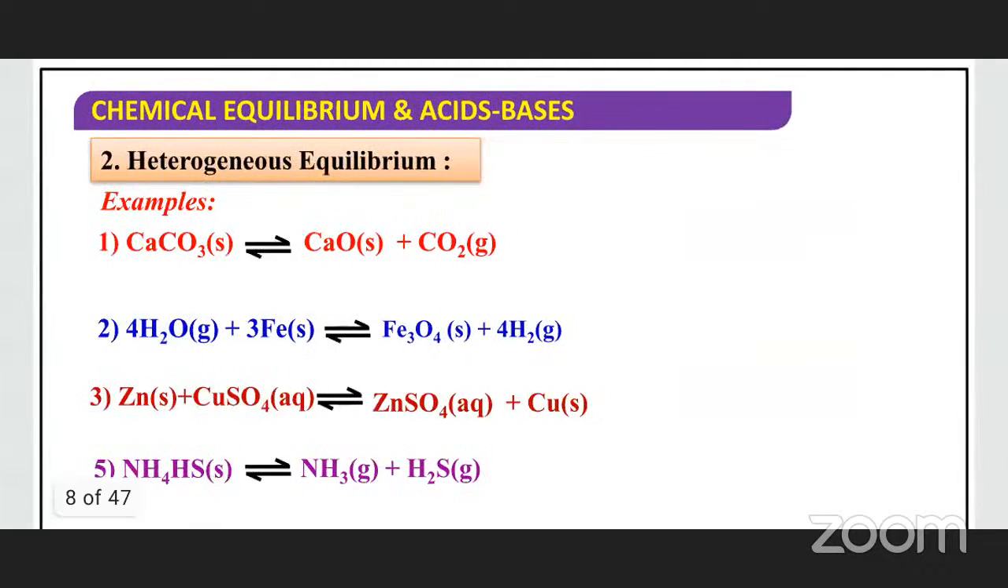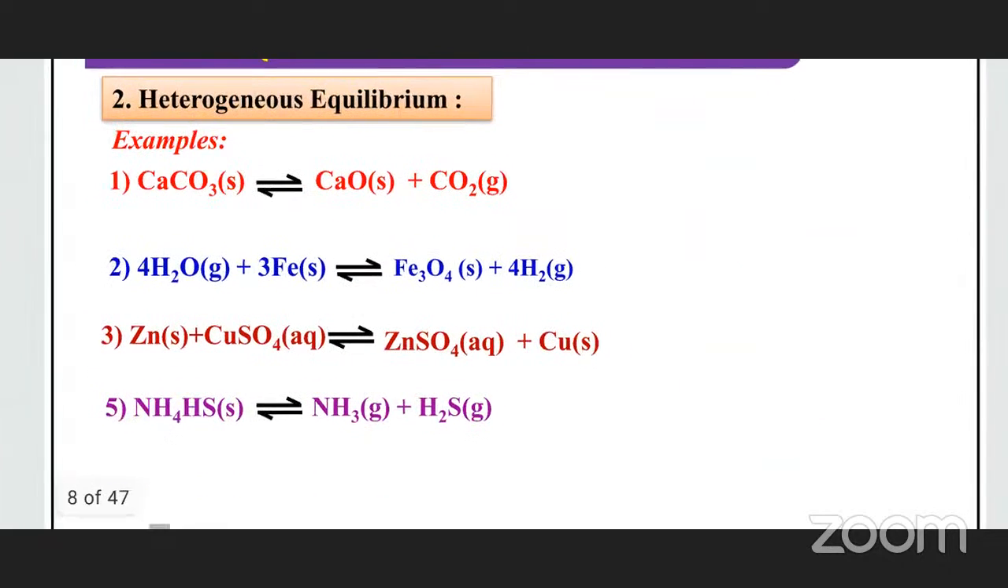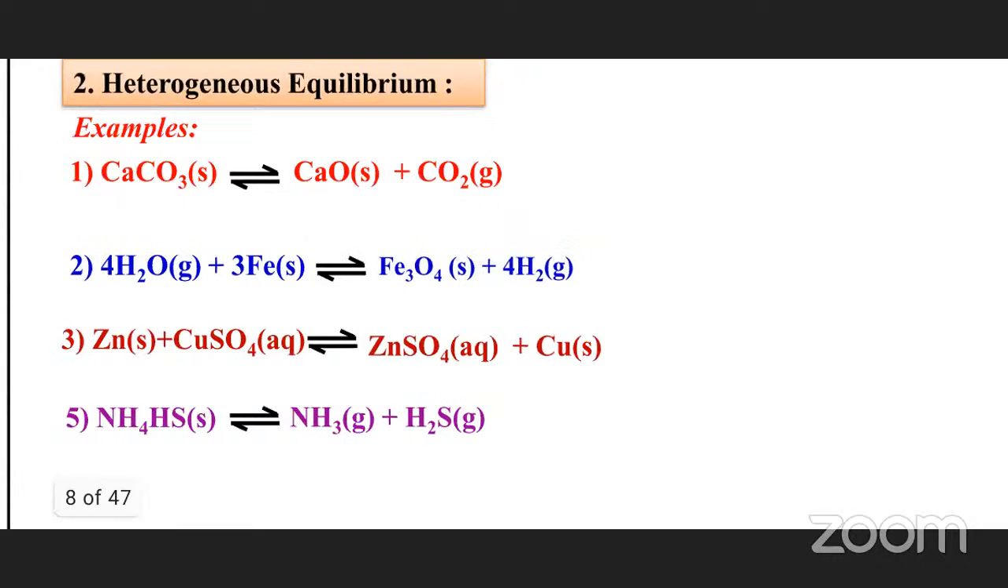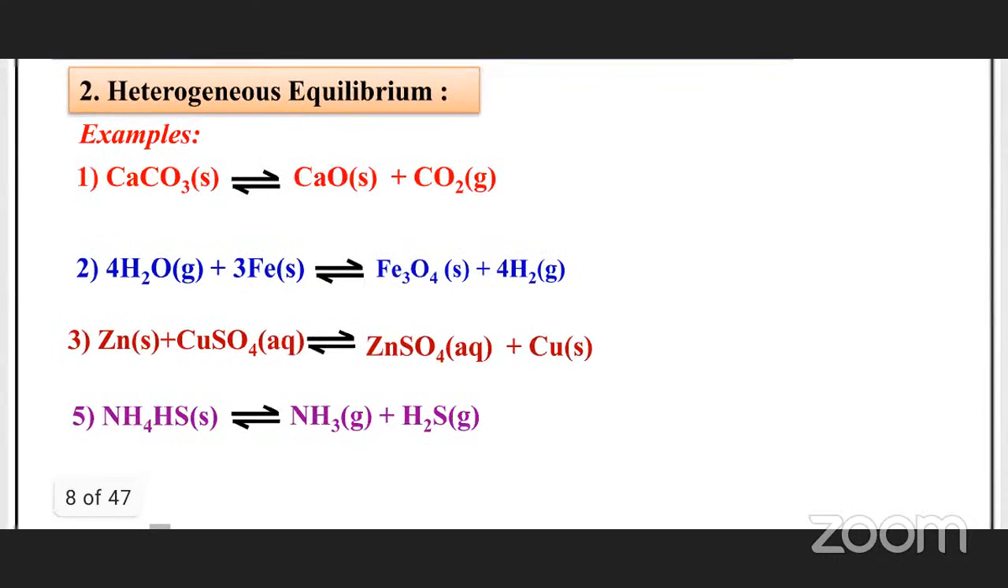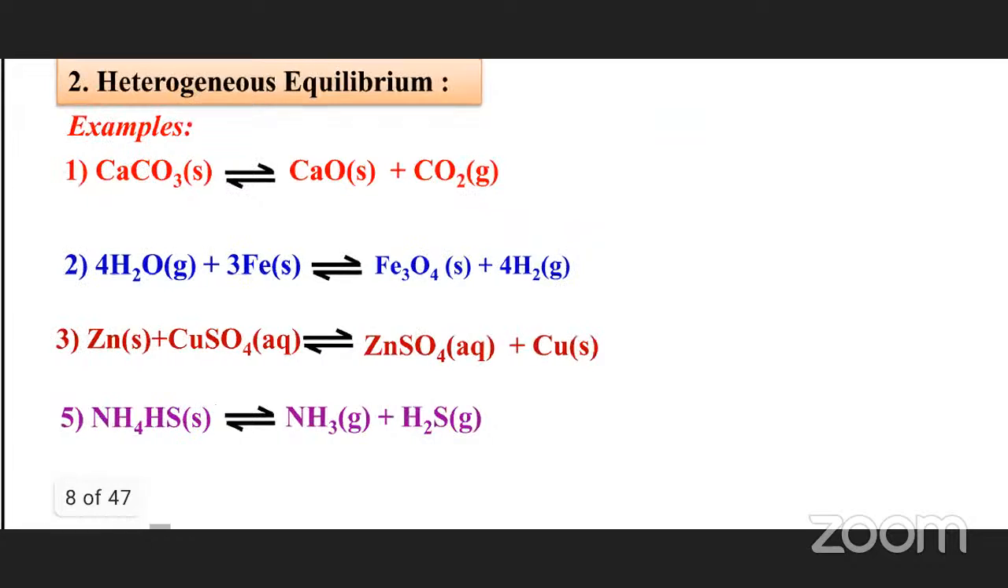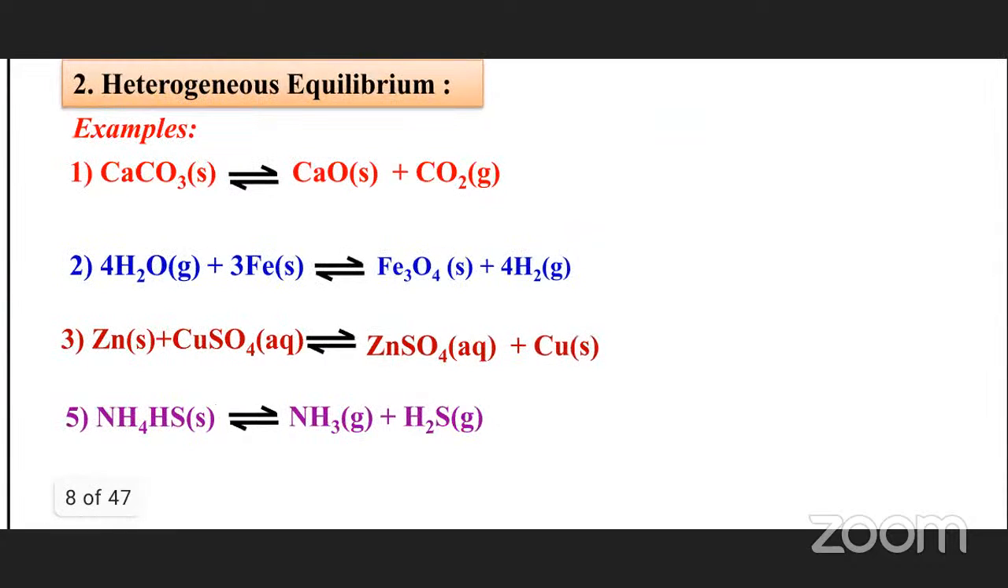Examples of heterogeneous equilibrium. Number 1, calcium carbonate CaCO3, solid, gives rise to CaO plus CO2. Here CaCO3 is solid, CaO is solid, and CO2 is gas. So reactant and product are in different physical states, and this equilibrium is called heterogeneous equilibrium. Another example: 4H2O plus 3Fe gives rise to Fe3O4 plus 4H2. Here reactant and product are in different physical states. It is also heterogeneous equilibrium.